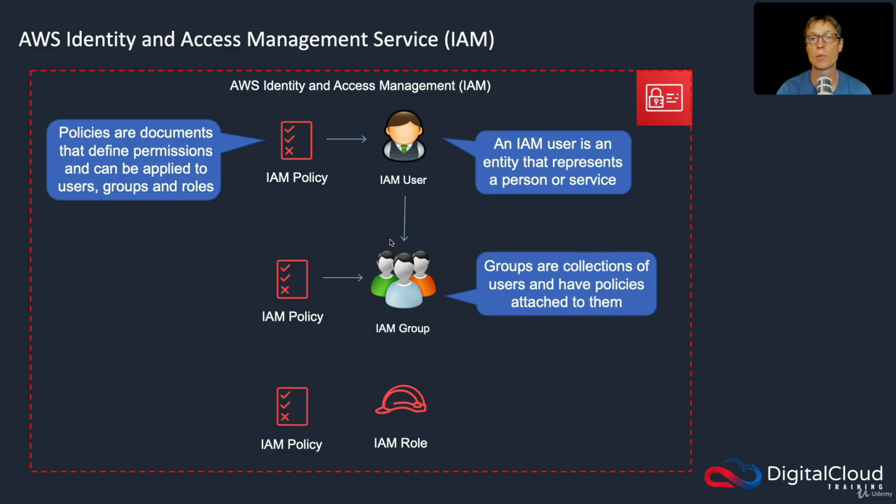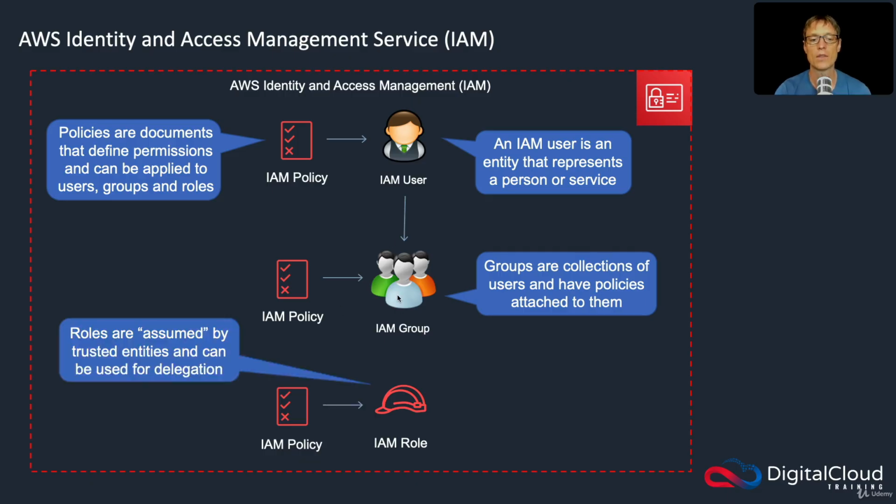And obviously you'd end up with probably lots of different groups in a big organization. Now, the last thing is we have something called a role. Now, a role is a little bit more complex to understand at this stage, but we'll see it in action very soon, and that will really help you to understand what it is. But think of this as something that can be used for delegation. So perhaps a service will assume the role and then get the permissions associated with the role. Now, an example of that is with the Amazon EC2 service. You can apply a role to Amazon EC2, and that will give it permissions to do things with other services on AWS. And we'll see that in action in the next section.